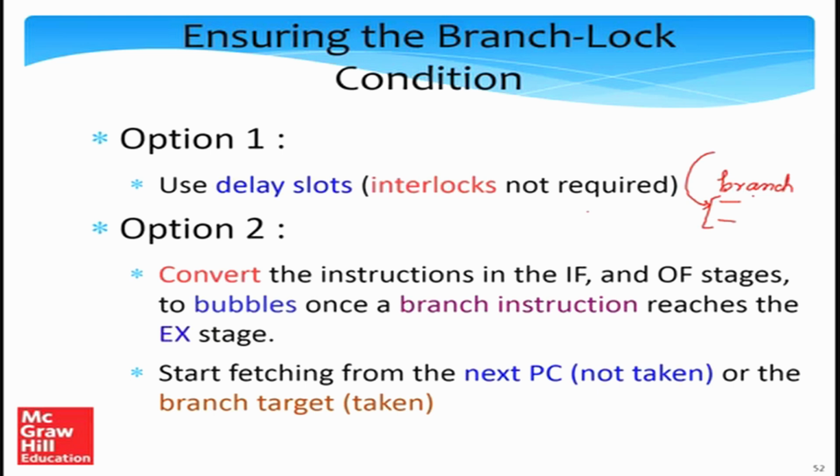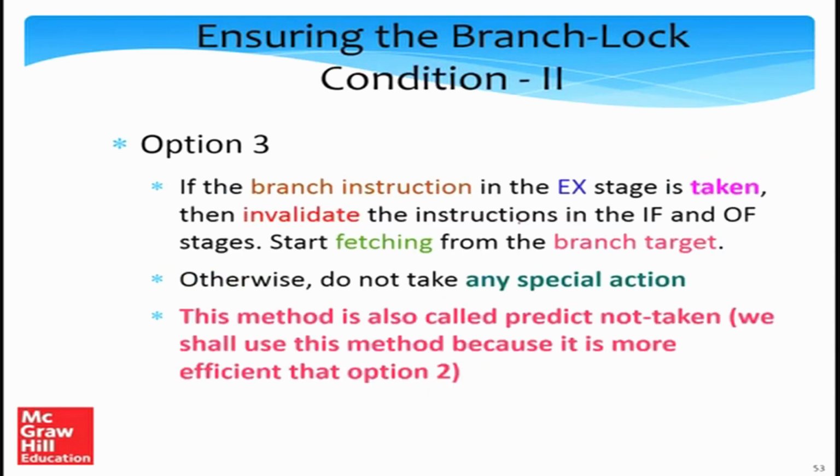So let's look at a second option. The second option is that we convert the instructions in the IF and OF stages to bubbles once a branch instruction reaches the EX stage. The reason is that in the EX stage we determine whether the branch is taken or not taken. So we just cancel the instructions by converting them to bubbles. The instructions in the IF and OF stages are cancelled and converted to bubbles. Then we start fetching from the next PC. When the branch is not taken, the next PC would be the branch instruction plus 4 bytes. And if the branch is taken, then we start fetching from the branch target. Option 2 is not really the best option, as we shall see.